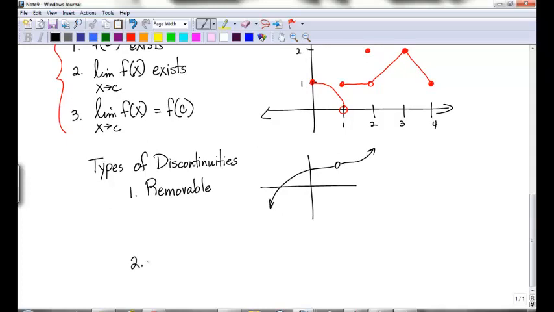The second type of discontinuity is called a jump. A jump, like a step function, would be a jump. If I said, here's from here to here, it's like I've got to lift my pencil and jump up there.